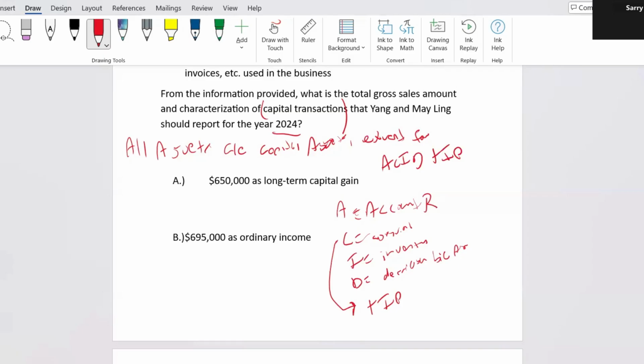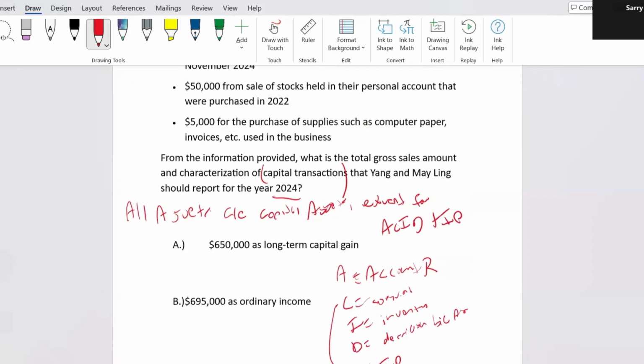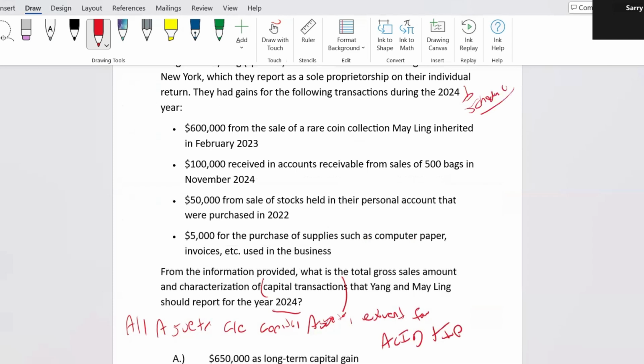So now we go back to the top. What is a capital asset? Let's go through each one. $600,000 of a rare coin, and May inherited it. Absolutely, this is a capital asset. So we count this one. $100,000 in accounts receivable. It is not a capital asset. So we exclude that one from this calculation.